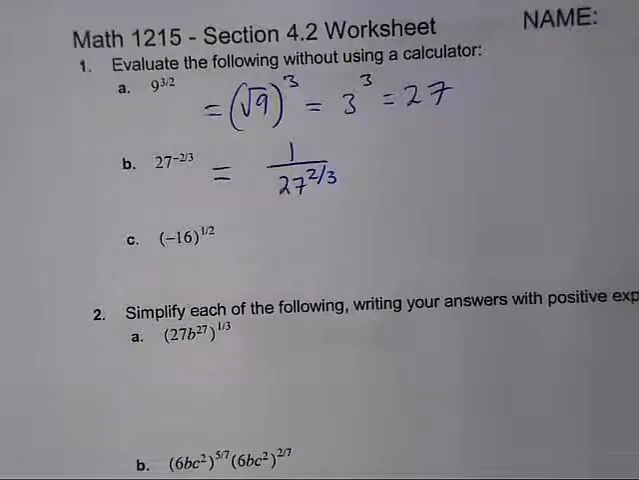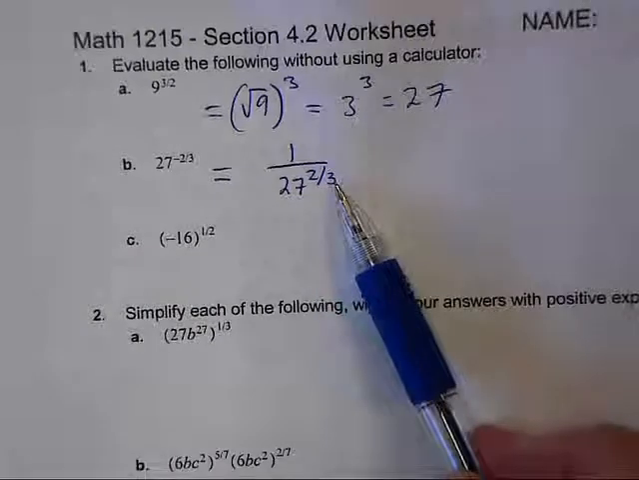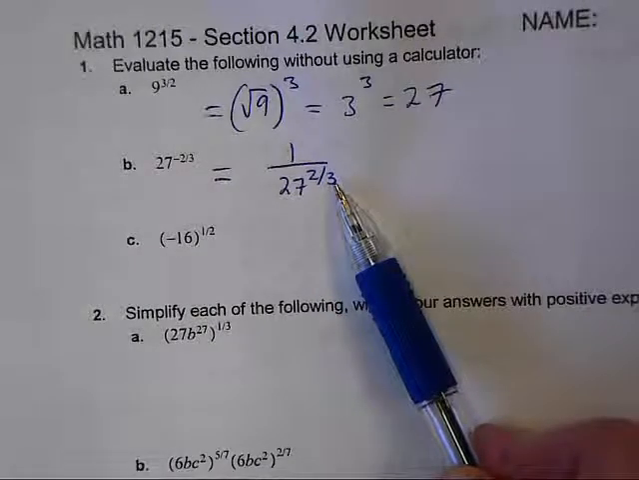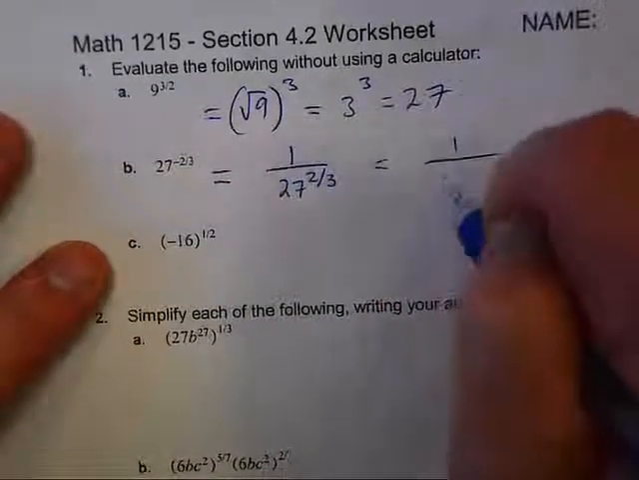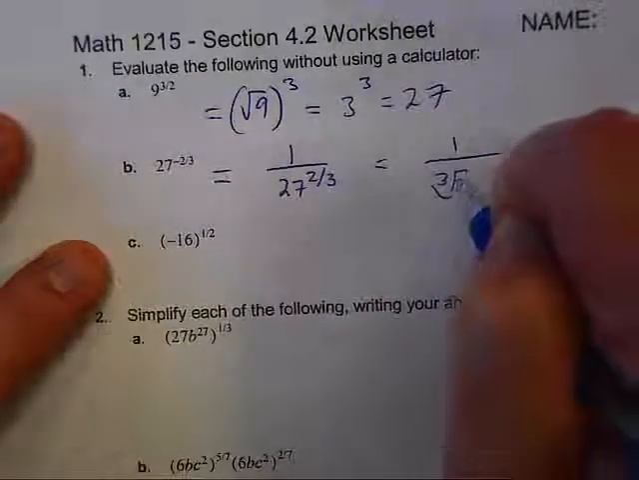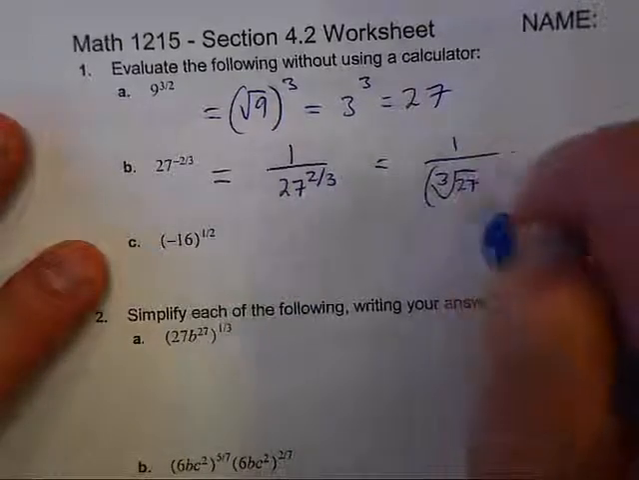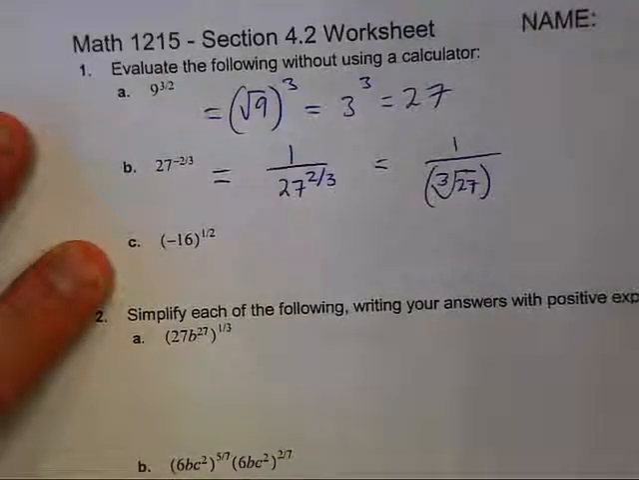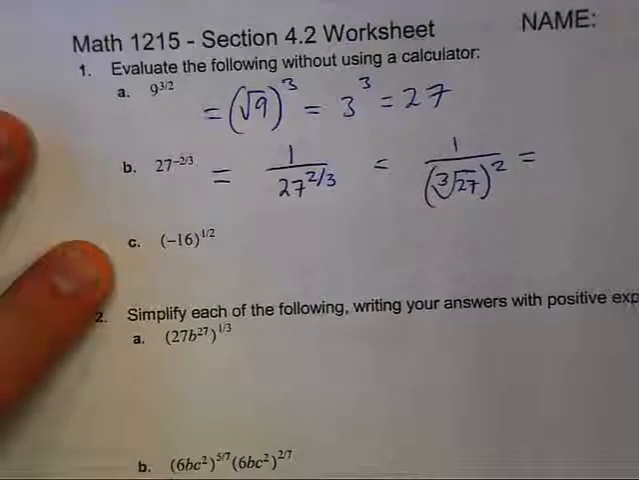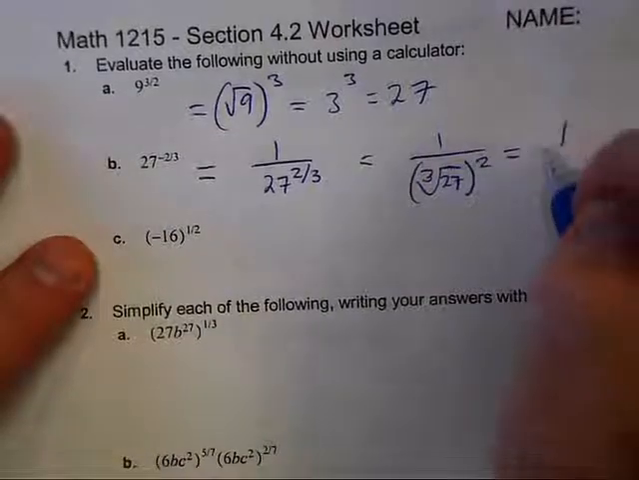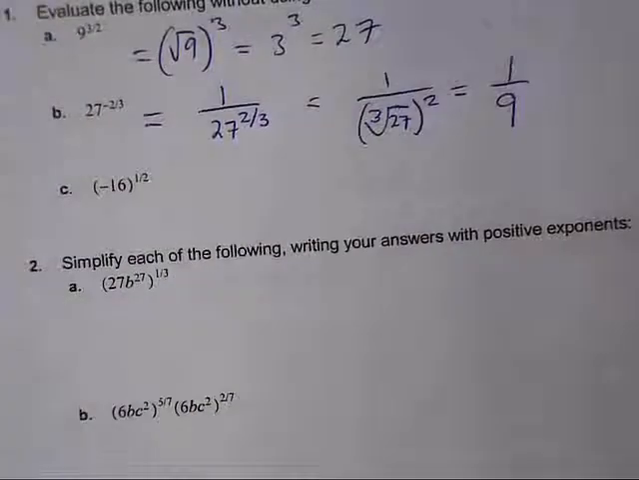And then we get the same process. We have a 3 on bottom. A 3 on bottom tells us that we have a cube root. So this is 1 over, I've got a cube root of 27. And then what's that 2 on top tell me to do? Square it. Cube root of 27 happens to be 3, and 3 squared is 9. So the answer should be 1/9.